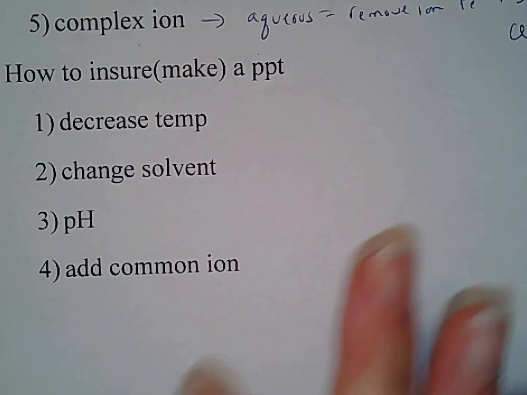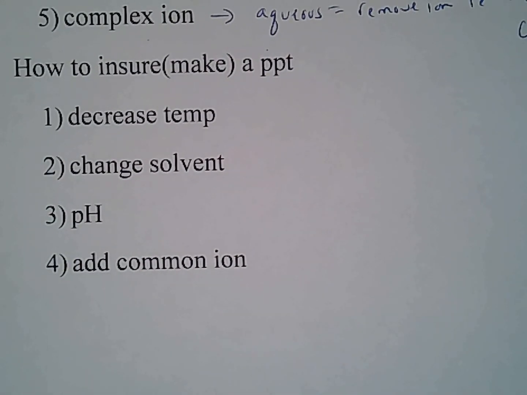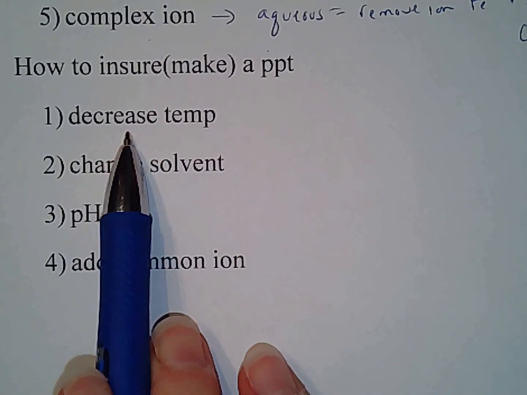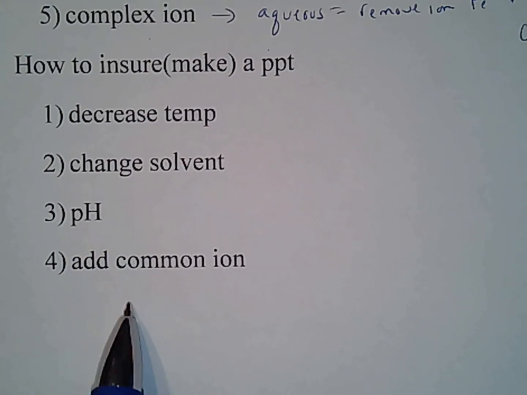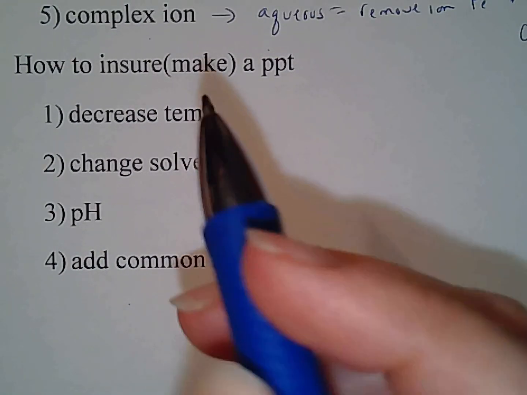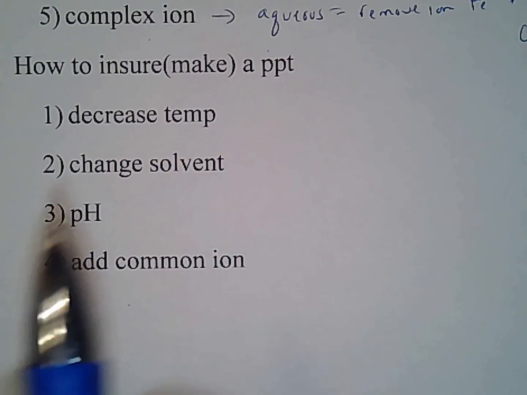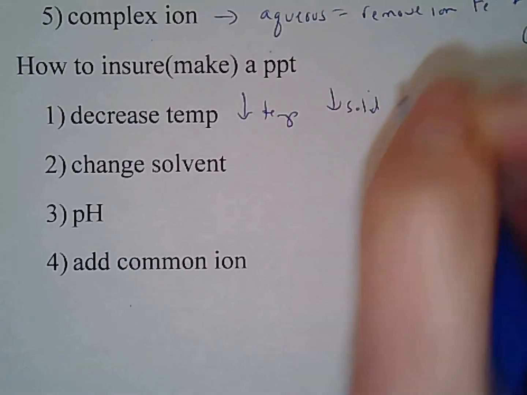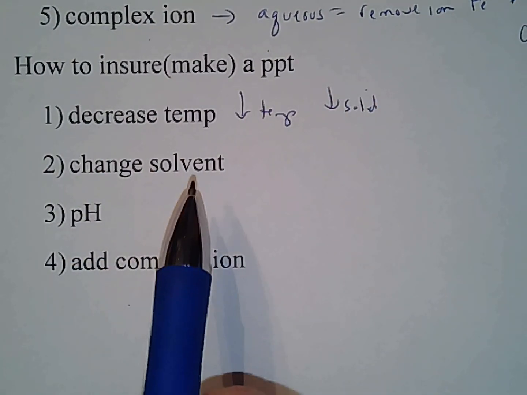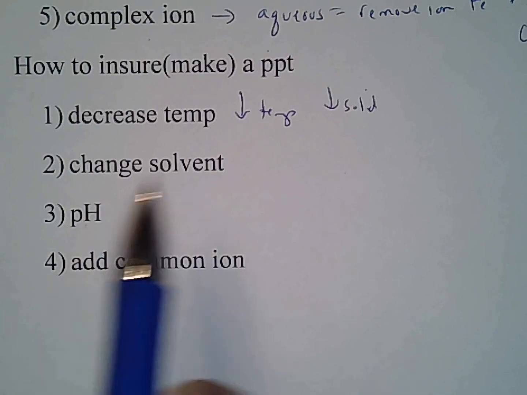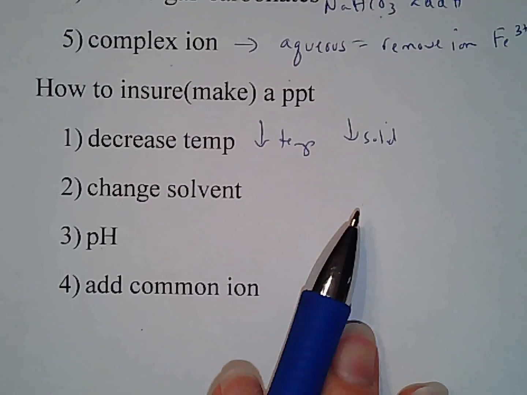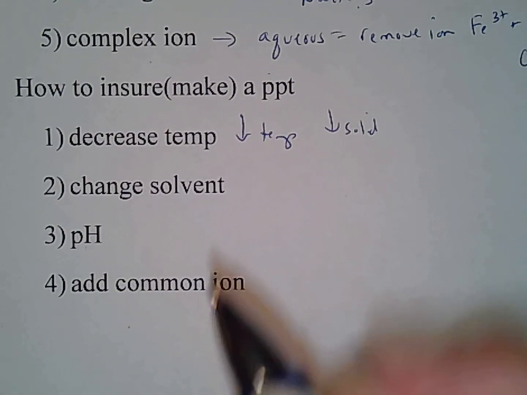And how do I make a precipitate? Well, you could kind of look at everything in reverse as to what we just talked about. So we could talk about decreasing the temperature, changing the solvent, pH, and adding a common ion. So again, most solids, as you decrease temperature, you're going to see that less solids dissolve. Changing the solvent just like before, polar versus nonpolar. pH, again, if I add more OH to this equilibrium, I would get it to go and make more of the solid. So that would be how you could change the pH. And then adding a common ion.